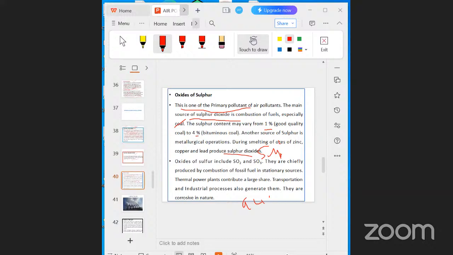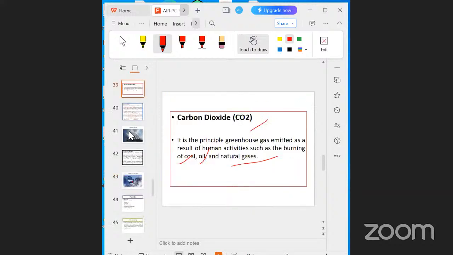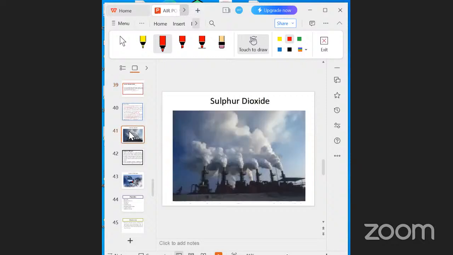So the oxides of sulfur include SO2 and SO3. They are chiefly produced by combustion of fossil fuels in stationary sources. The thermal power plants contribute a large share, and transportation and industrial processes also generate them, right? They are corrosive in nature. Corrosive in nature. Okay. You see here, this is the sulfur dioxide going into the atmosphere.